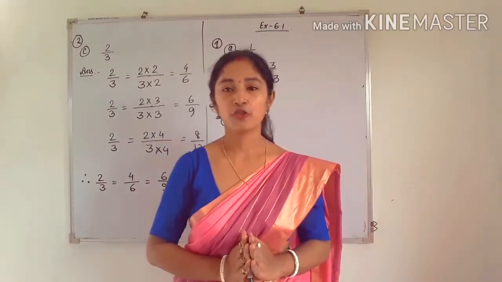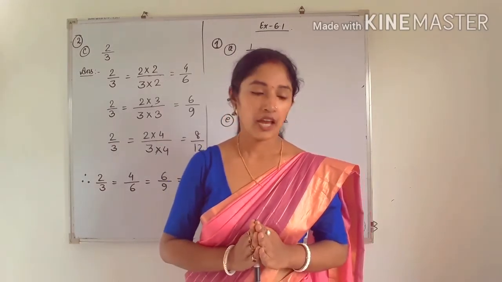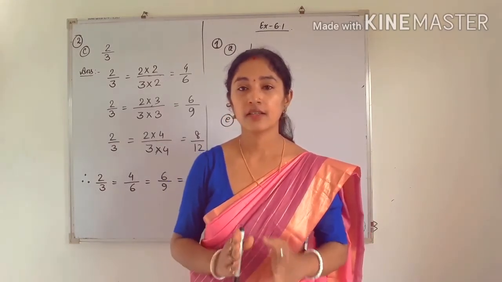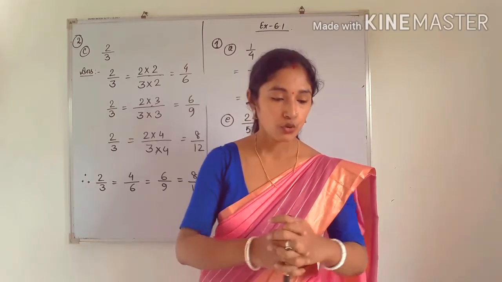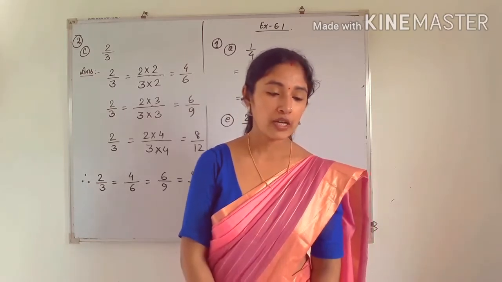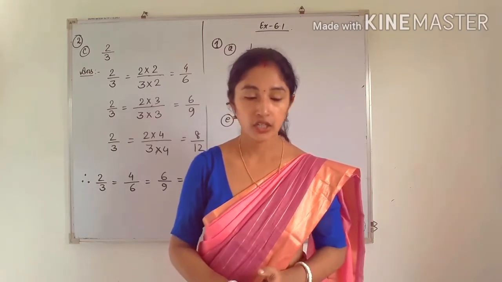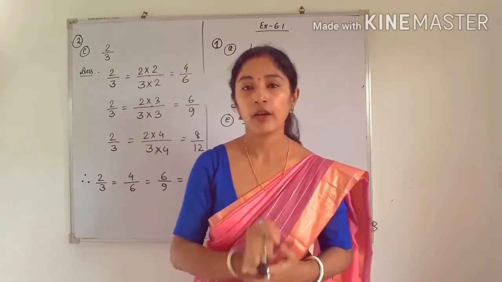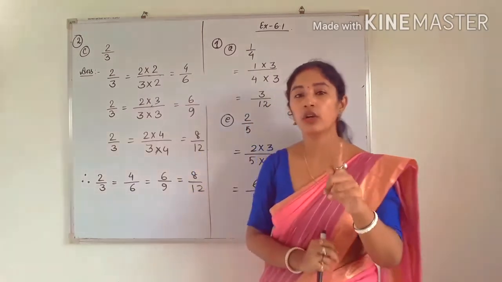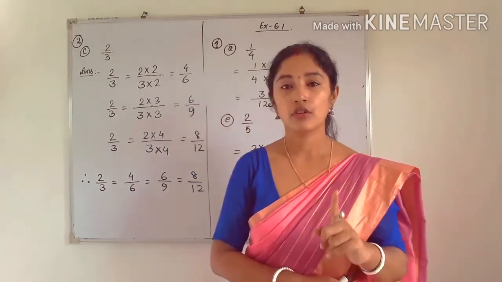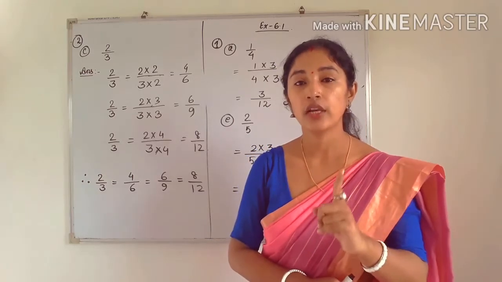Students of class 5, today I will discuss the next exercise, that is exercise 6.1. In question number 1, you have to multiply the numerator and denominator by 3 to get an equivalent fraction. That means you will get only one equivalent fraction, because you have to multiply with only 3.